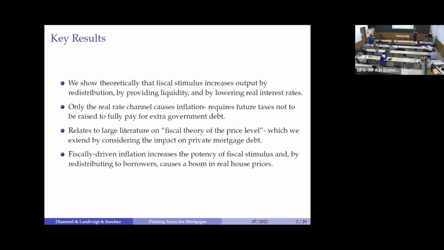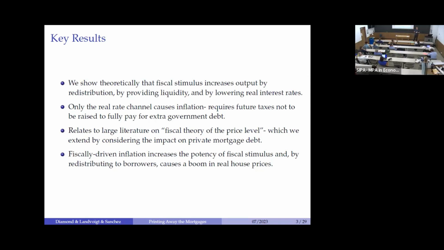And then also there's going to potentially be a reduction in real interest rates. And that last channel is the only one that seems to be related to inflation, at least in our benchmark theoretical model. And the only way we get that is that there is not an increase in future tax revenue.